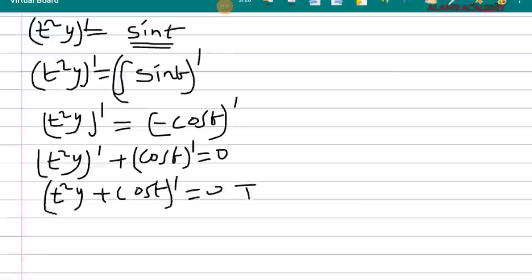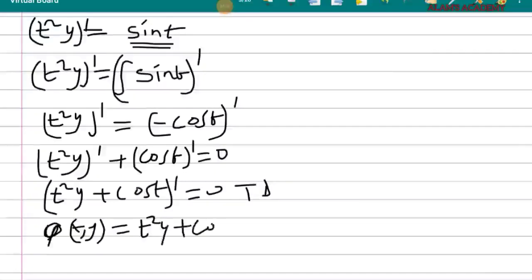So we call this the total derivative. Then we can say let phi of t, y be equal to t squared y plus cos t. Whatever is inside the bracket here is what we call the potential function.